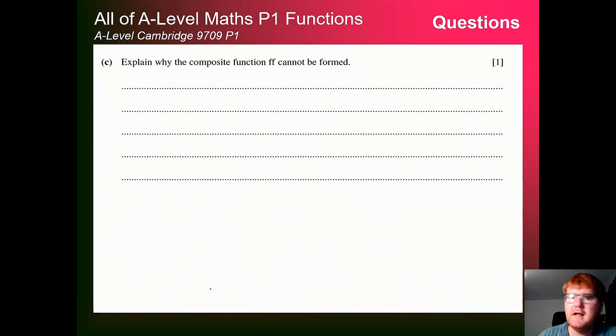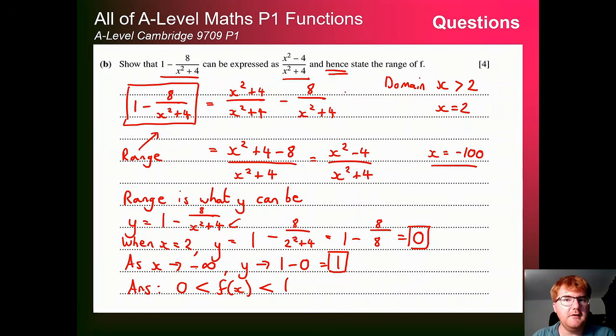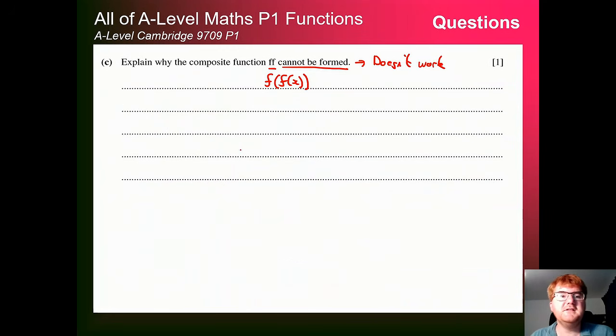Part C is also in that form, explaining why the composite function f, so I tend to write this as f of x, that's another way of writing it, can't be formed. So i.e., in other words, doesn't work. And I'm going to do this by a counterexample. So say we take something that is in our domain. So x must be greater than 2.